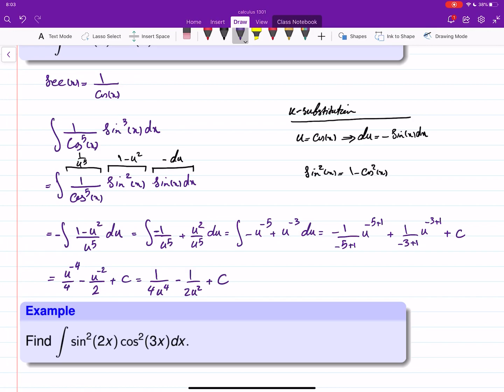Now my substitution is not complete unless I plug my original function back in for u. So this is 1 over 4 cosine to the power 4 x minus 1 over 2 cosine squared x plus c. You can simplify a little bit more and write this as secant to the power 4 x over 4 minus secant to the power 2 x over 2 plus c.